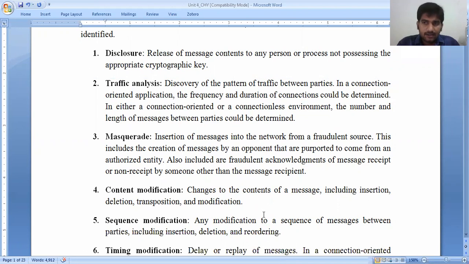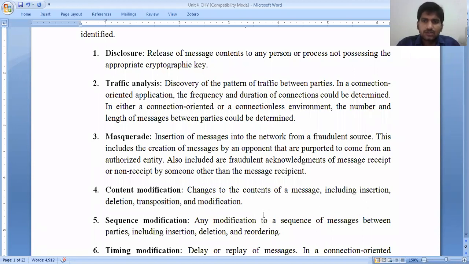In these places, we need to know whether the message is authenticated by the sender or not. The receiver has to know whether the sender has authenticated that particular message or not. He has to know that. So, disclosure is the release of message content to any person or process not possessing the appropriate cryptographic key.